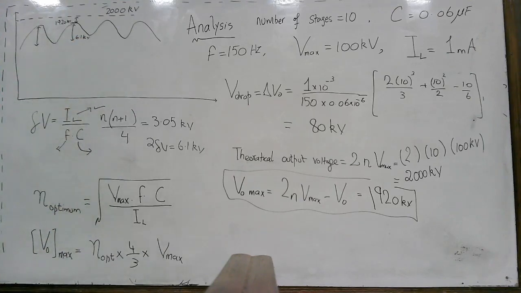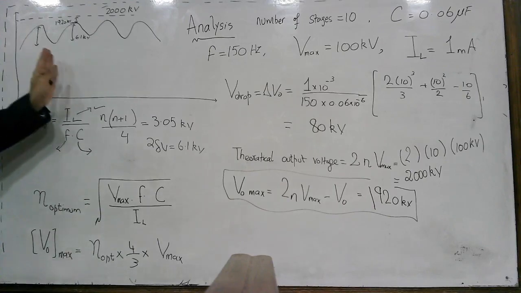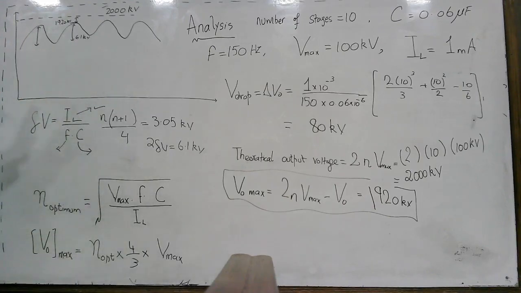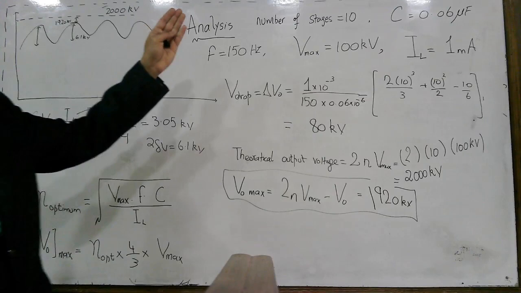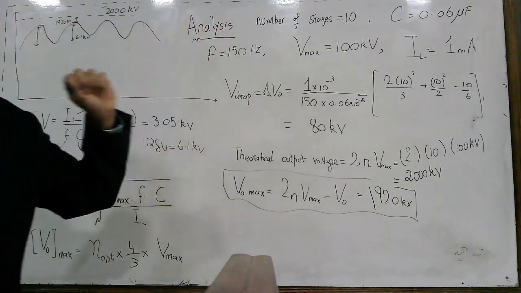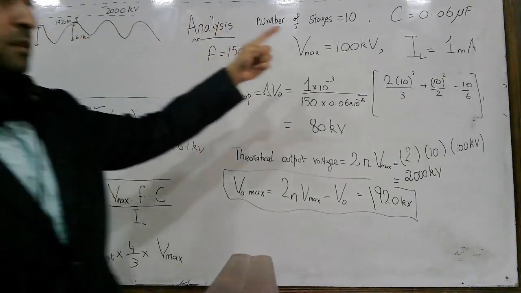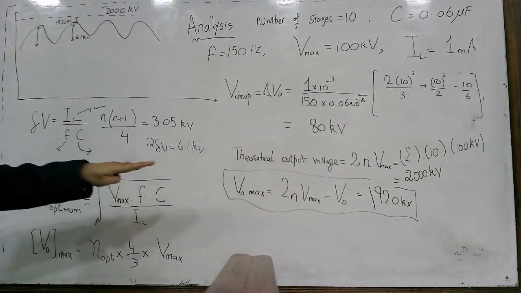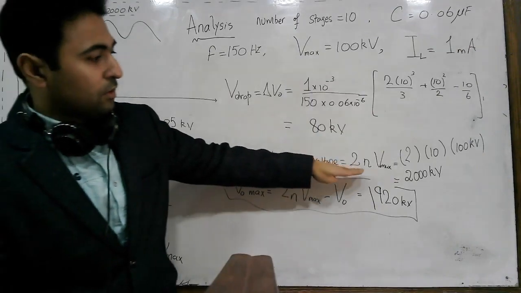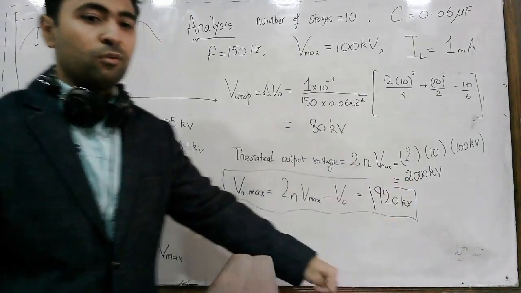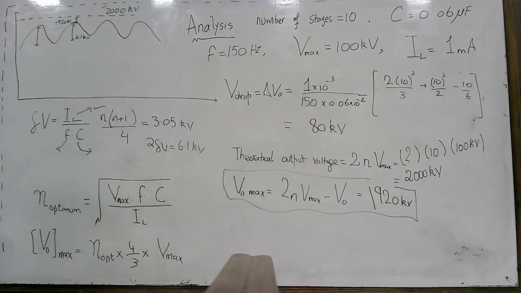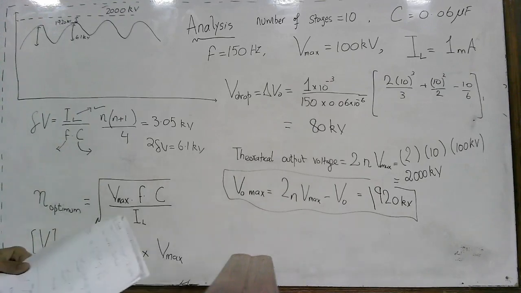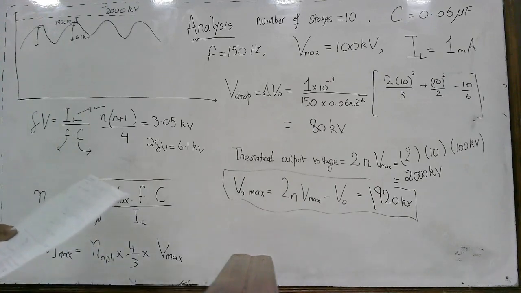So this will be the possible output waveform of a Cockcroft-Walton circuit having 10 stages and the capacitance of 0.06 microfarad. And theoretically, if you have 10 stages, you should get 2000 kilovolts, but practically you won't be getting 2000 kilovolt.